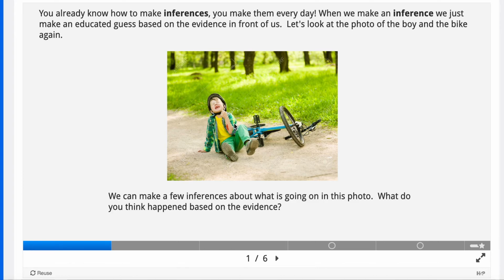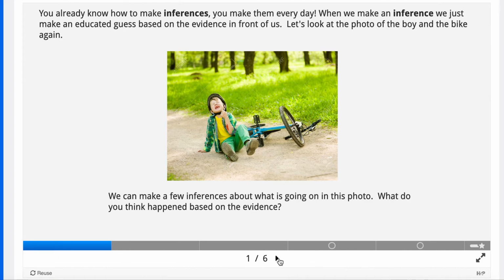An inference is just an educated guess based on the evidence in front of us. It's easy to do when we look at a picture or a photo, or we see something when we're just walking by. If you were walking down the street and you saw a bunch of ambulances and fire trucks and two cars that were all smashed up, you would make the inference that there was a car accident, right?